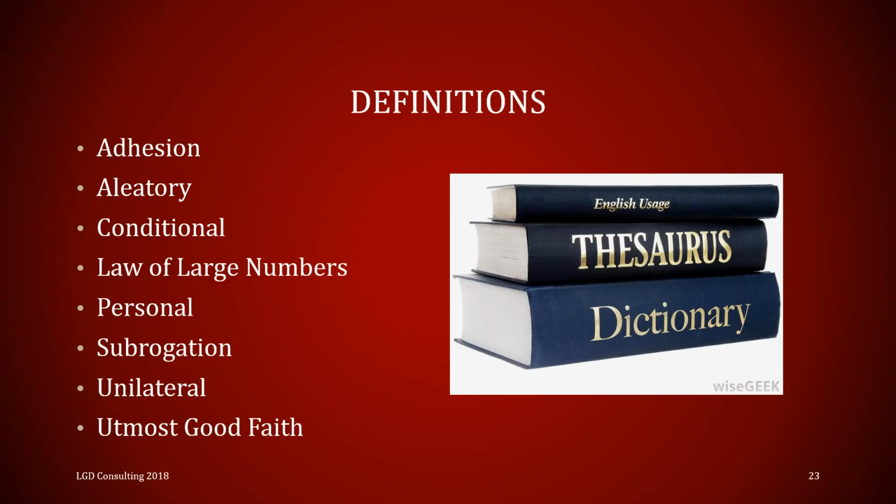Aleatory. Aleatory means an unequal distribution. What that means is you may get more or less than what you paid for. All right. So it's an unequal distribution.